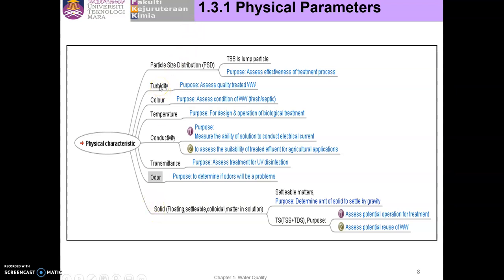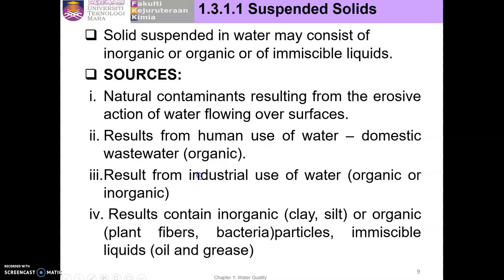So, for example, from turbidity, so we can assess the quality treated wastewater. Okay, and also from color, we can assess the condition of the wastewater. And yang paling boleh kita tengok adalah from odor lah. Okay, next is suspended solid. What does it mean? Suspended solid in water may consist of inorganic or organic, okay, of immiscible liquids.